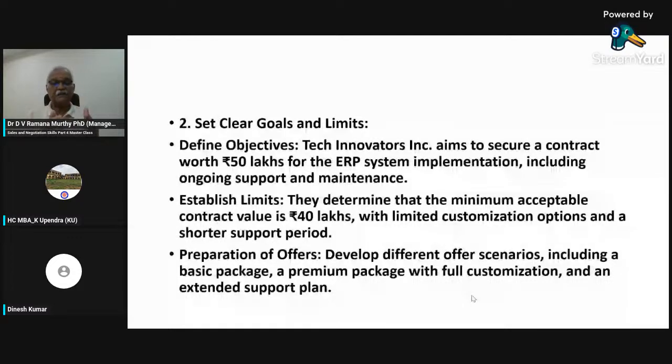That means your company, Tech Innovators Incorporated, wants to secure a contract worth 50 lakhs for the ERP system implementation, and you're going to give ongoing support and maintenance. That's very, very important because that's your sales argument, mind it. Clearly define what you want to serve and what you want to sell, what you want to give to the manufacturing company, ABC Manufacturing Limited. Then establish limits. The objective states that it is your aim to secure a contract worth 50 lakhs.